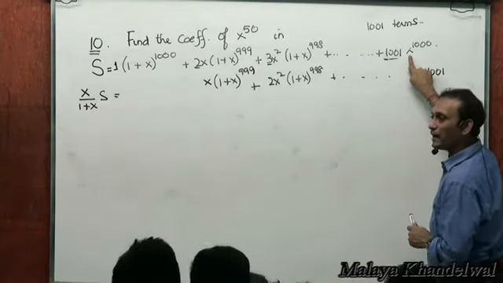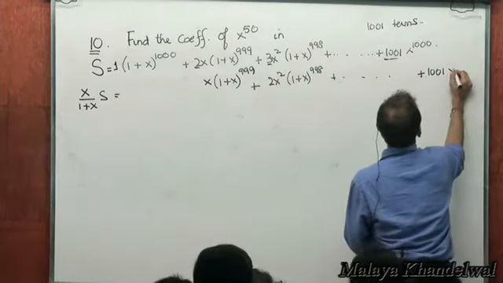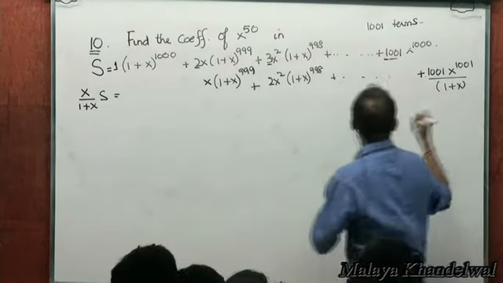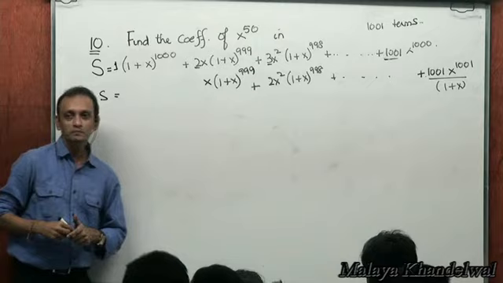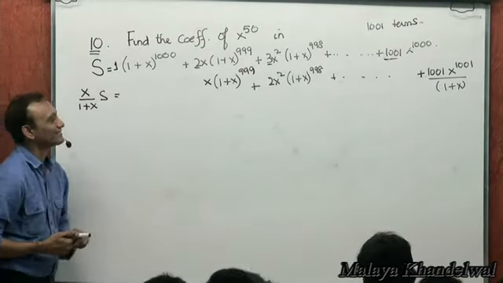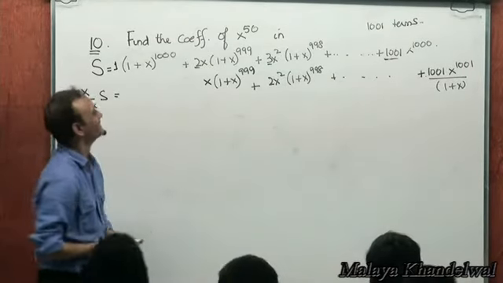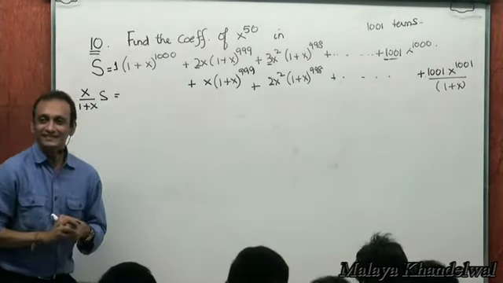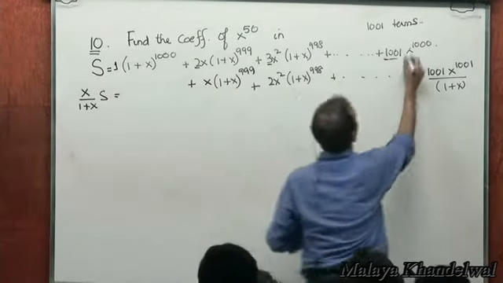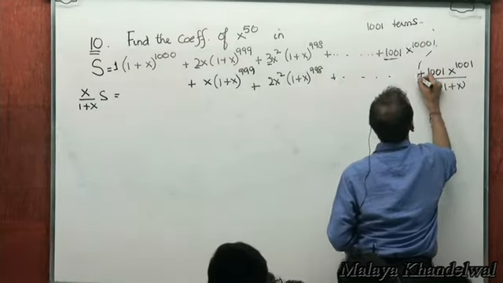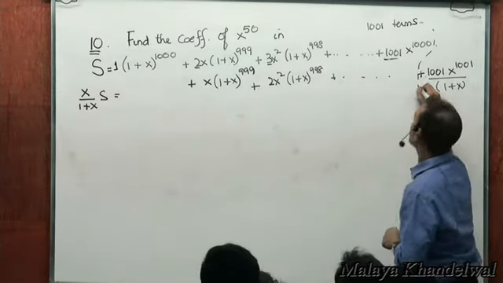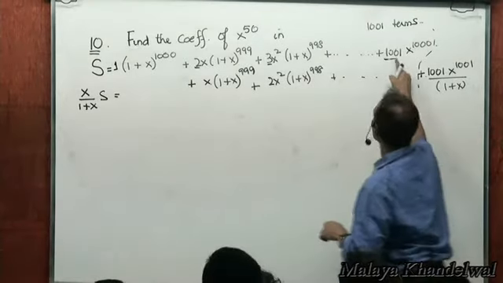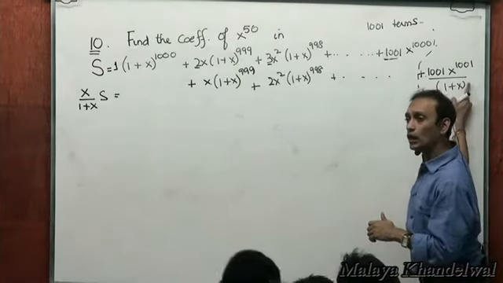I multiply this by x and divide by 1 plus x. Sounds good? Right? So then realize up to this point there'll be 1001 pairs. First pair, second pair, third pair, 1001 pairs, and then this would be a lone one, right?